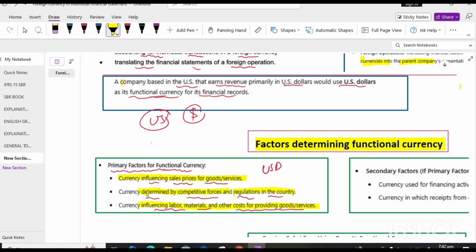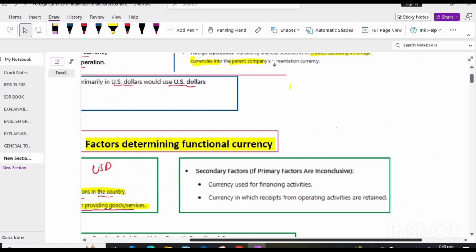In this primary factor, we have discussed currency for sale prices, currency for competitive forces, and currency for cost. Currency for sales reflects the market where the sale occurs, often a global or dominant currency like the US dollar. Currency for competitive forces reflects the local market dynamics, usually the local currency. Currency for cost reflects the country where production or services occur, typically the local operating currency. Clear? These are the primary factors that determine the functional currency.